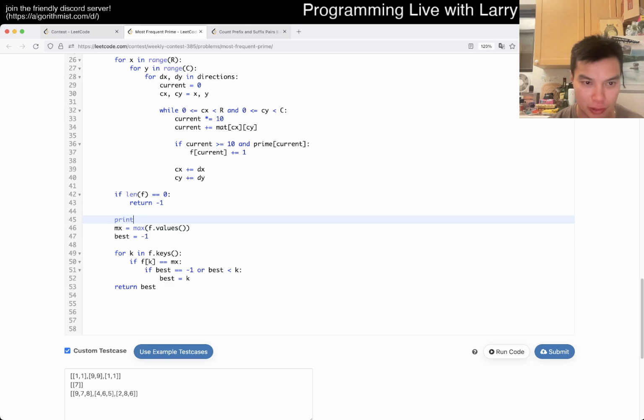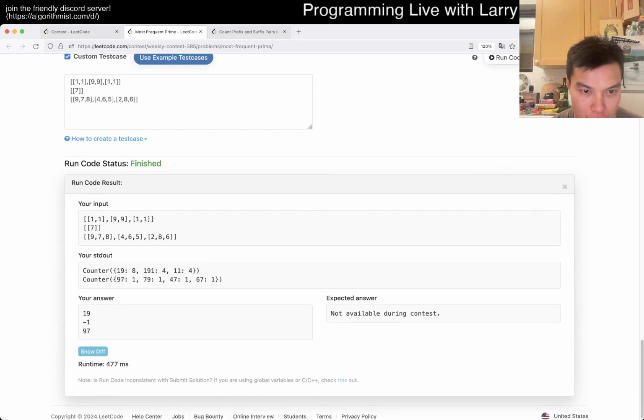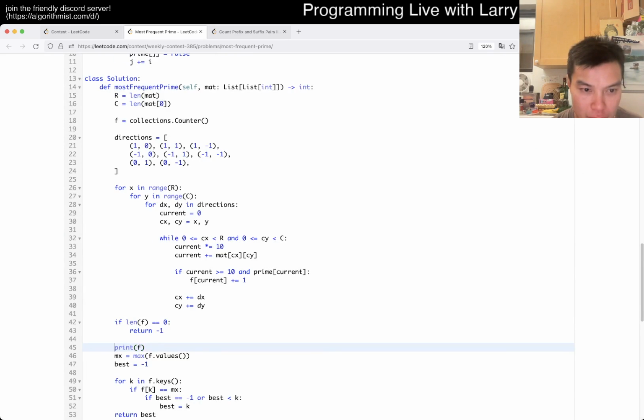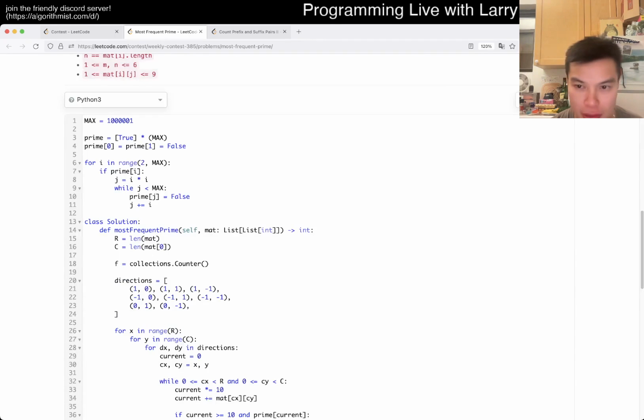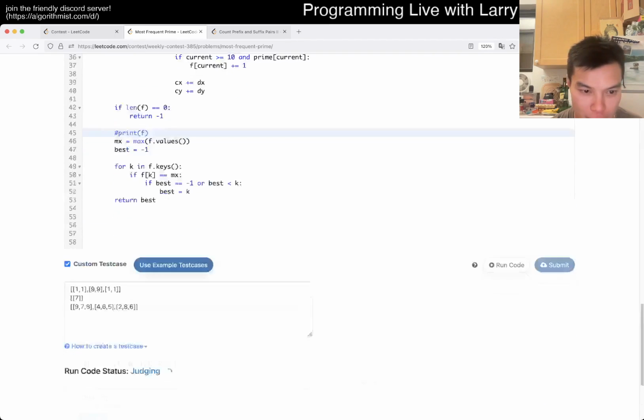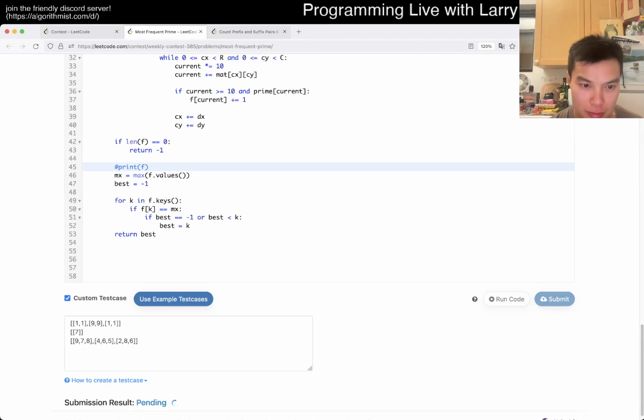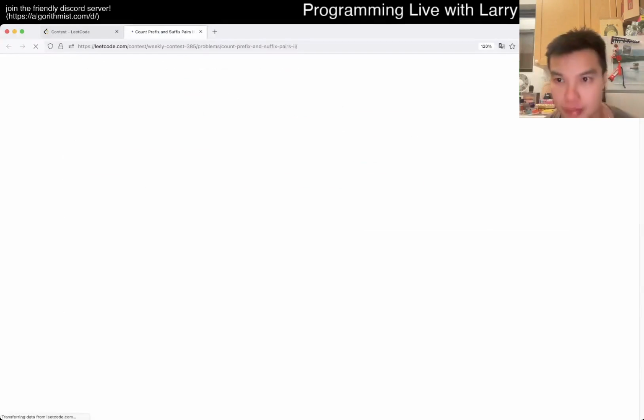Just print out real quick, since I'm already kind of making silly mistakes. Alright. 19 -1, 47. Okay, let's run it one more time. Go submit. Alright.